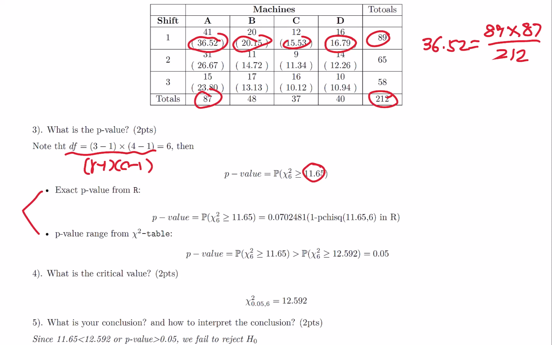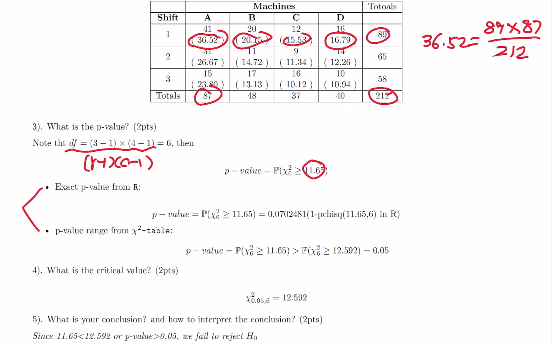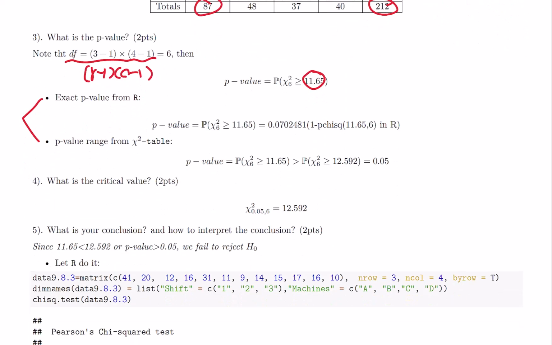Okay, we still have 2 ways as we explained just now, right? Either from R, you get the exact value, or from the chi-square table, you get what? A range. Either way, we'll end up with what? Fail to reject the null hypothesis. Our p-value actually is greater than 0.05. And you can see here also from the critical value, because our observed chi-square statistic is only 11.65, but the critical value has to be at least 12.59. So this one is less than that. So we still fail to reject.